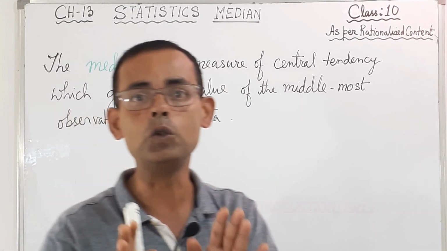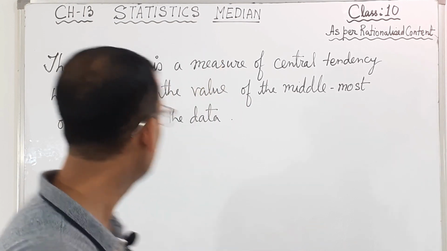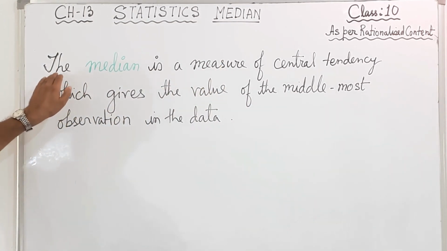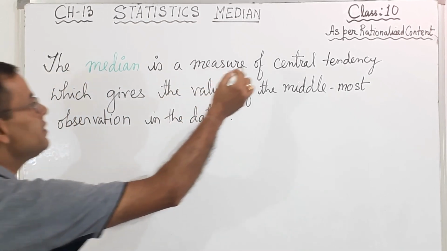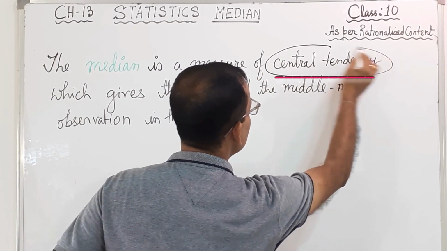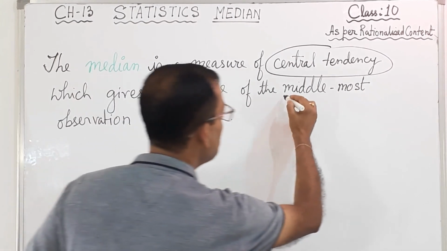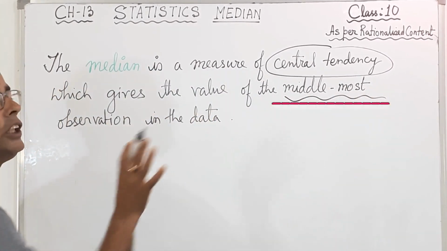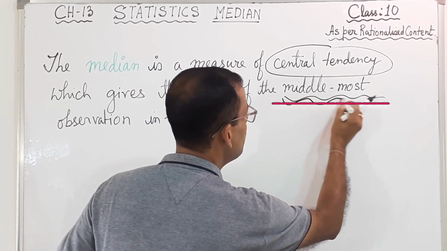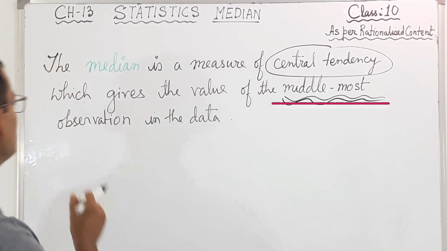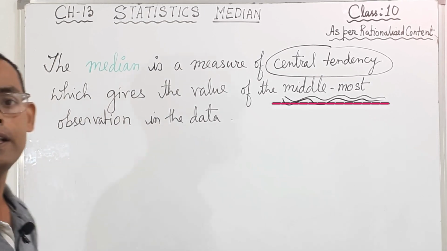First we are going to know what this median is, or what the definition of median is. The median is a measure of central tendency. It is a measure of central tendency which gives the value of the middlemost observation in the data. So this is a very important thing: it is giving the value of the middlemost observation in the data.